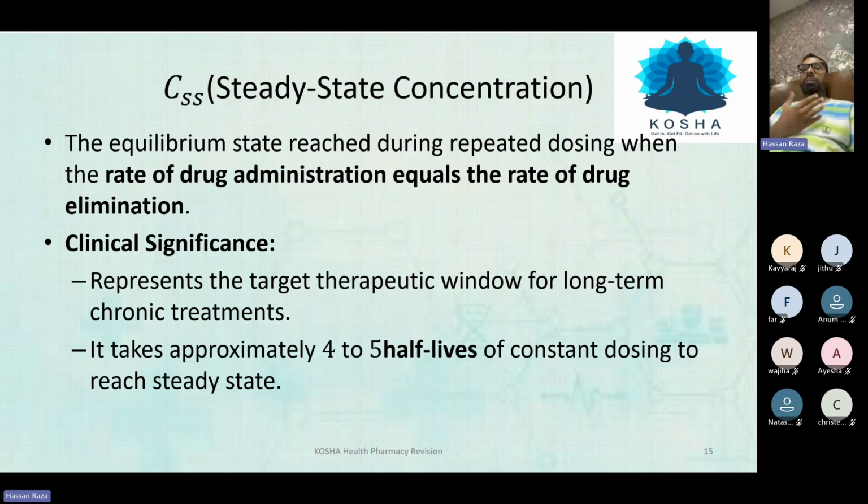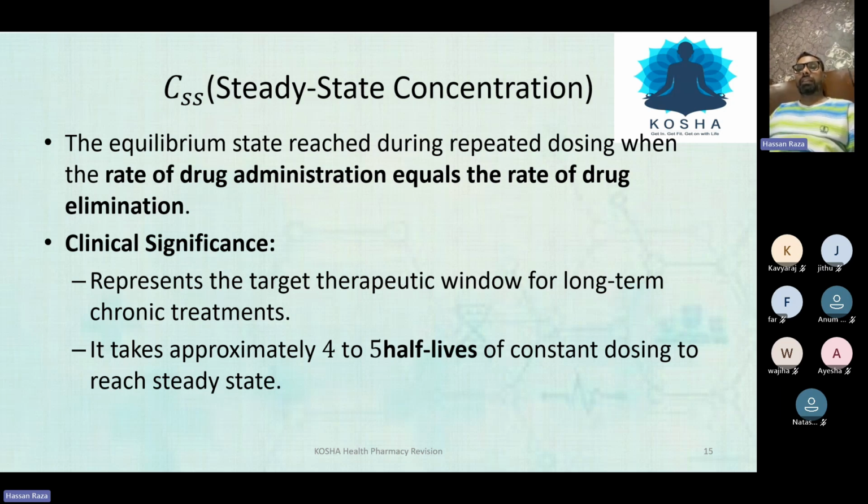Obviously, as a pharmacist or as a doctor, we are more interested that steady state concentration should be maintained in the blood or plasma. If you're giving an antibiotic, there are some antibiotics which are really concentration dependent. If their concentration goes below a certain minimum level, the trough level, there's a greater chance that the antibiotic will not work and the bacteria will develop resistance. We are interested in steady state concentration for all drugs, not just antibiotics.